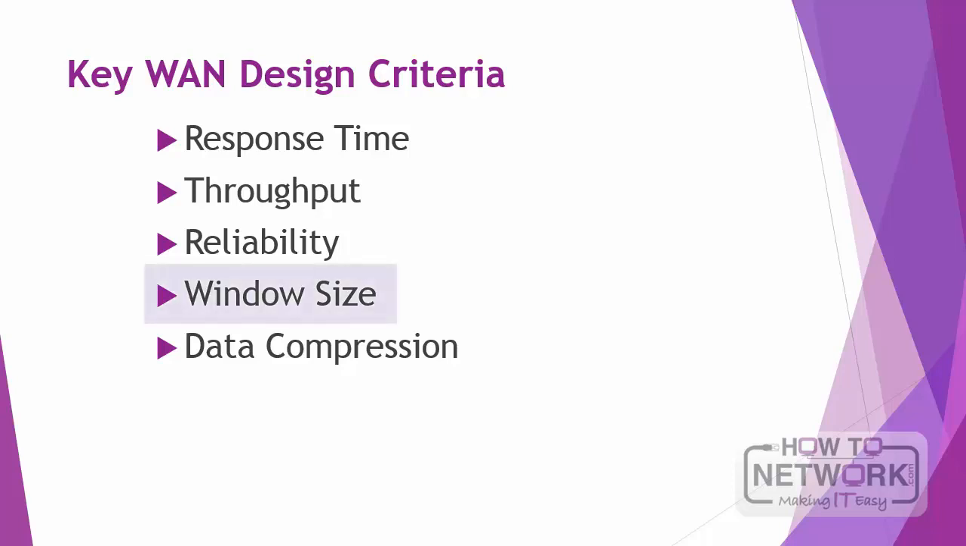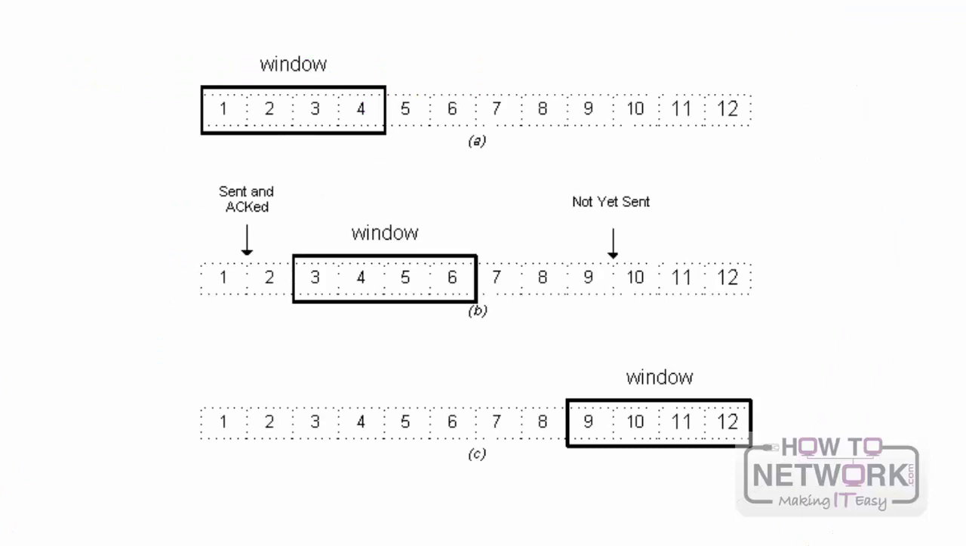Window size influences the amount of data that can be sent into the WAN in one chunk. TCP uses a sliding window concept that works by sending an amount of data, waiting for an acknowledgement of receipt, and then increasing the amount of data until it reaches the maximum window.